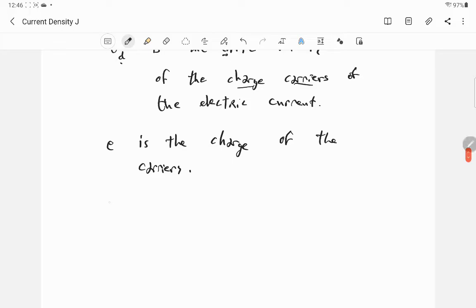But then N is the number of charge carriers per volume.